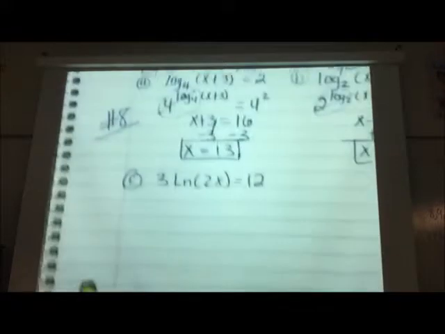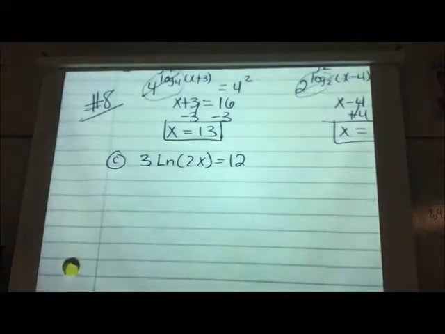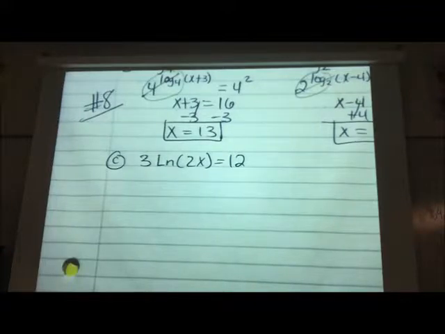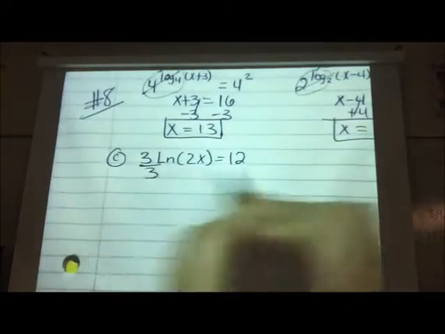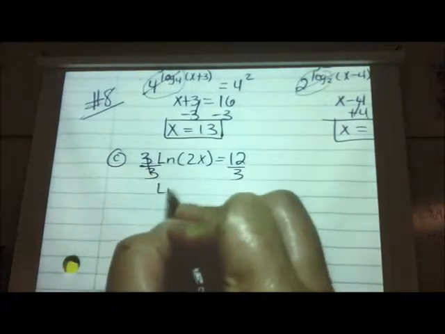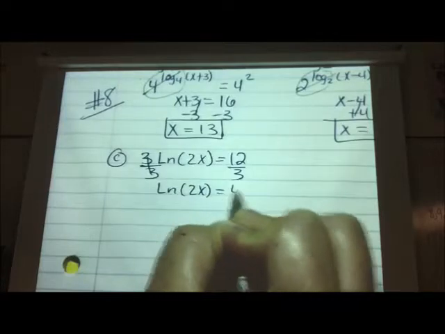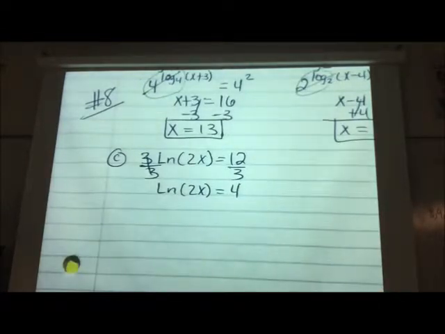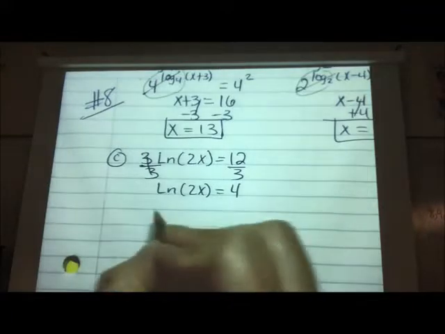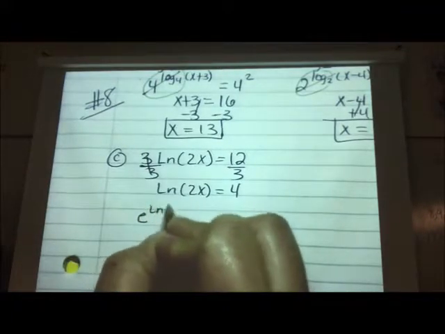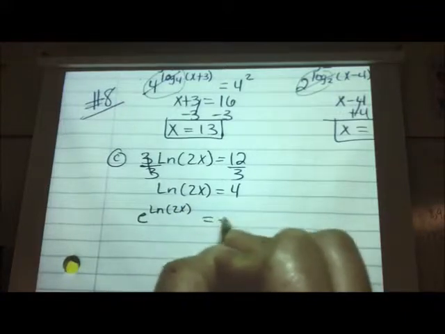What do you think we have to do in a problem like this? We have to use the e. But before we use the e, we need to move some stuff first. What can we get rid of? The 3. How do we get rid of that 3? Divide by 3. So we have ln of 2x equals 4. Now, ln, we have to do the e. And just like the top, this becomes e to the power of ln 2x equals e to the 4th.